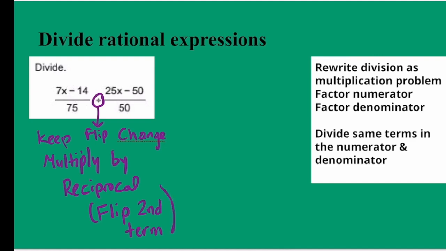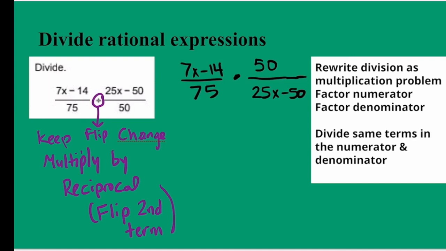Or maybe it's not a fraction, maybe it's a whole number. So you have to make it a fraction and then flip it. So our problem, 7x minus 14 over 75 divided by 25x minus 50 over 50. We're going to change that division sign in the middle to multiplication, and then we're going to flip our second fraction. So the 50 goes in the numerator, and your denominator becomes 25x minus 50.